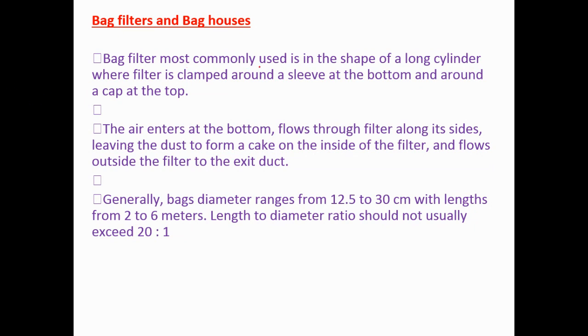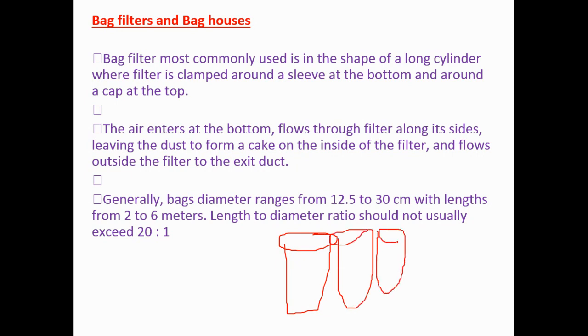Bag filters are most commonly used in the shape of a long cylinder. So many bag filters are arranged in an array inside one cylindrical case, and that is called a bag house. This array of bag filters is placed inside the bag house, and the bottom is called the hopper. The air enters at the bottom and flows through the bags, and the clean air passes up.